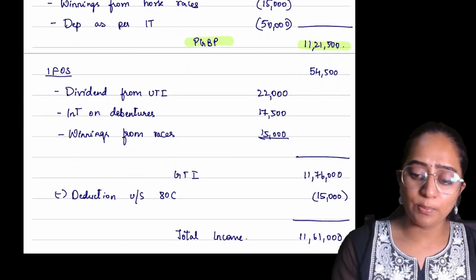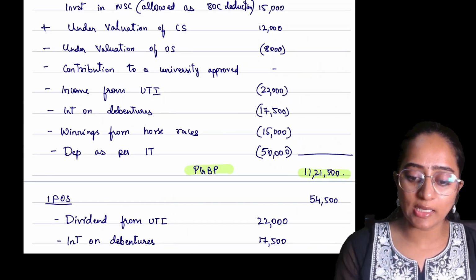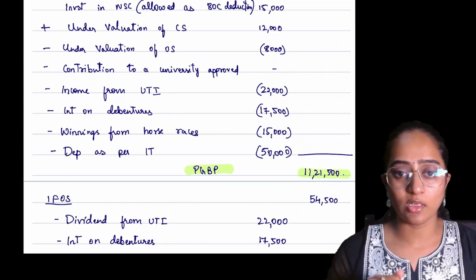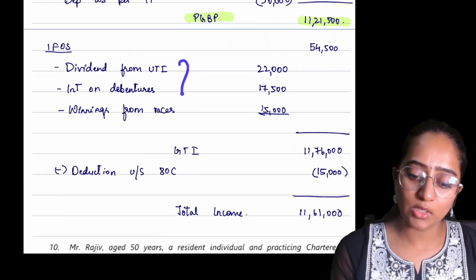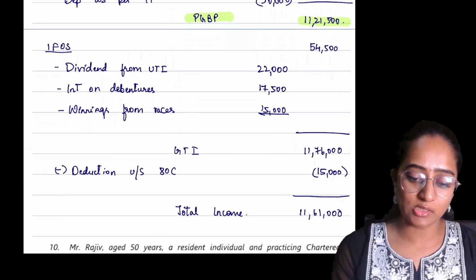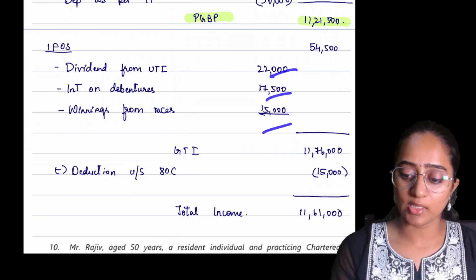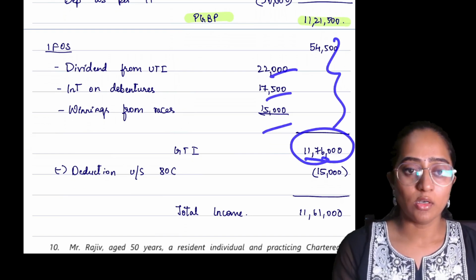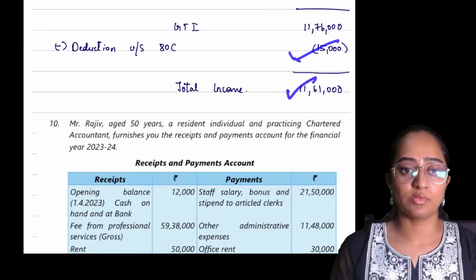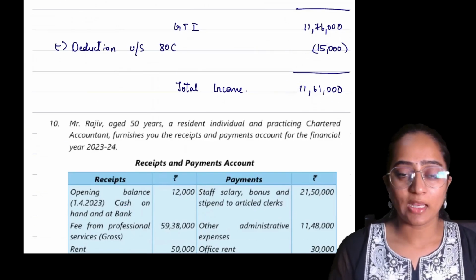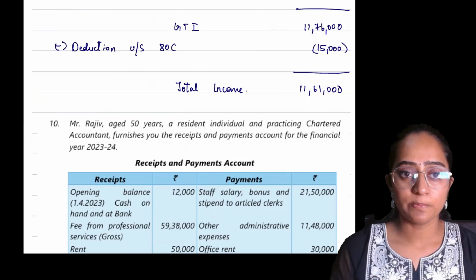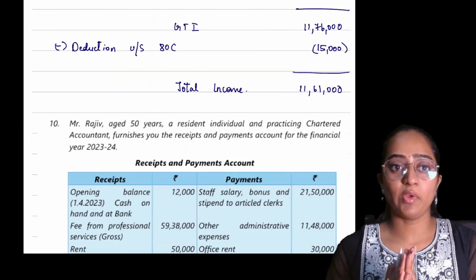Okay. PGBP income we got. But here, these three items have been considered not as income under PGBP but as income from other sources. So what you would do? A dividend from UTI, interest on debentures, and winnings from races, that is horse races. You are going to consider that as income. Total GTI you got. Deduction under section 80C also you got, 15,000. Total income, 11 lakh 61,000, is what you got. Clear? 11 lakh 61,000 total income. You got the total income. Clear? I hope this is very clear.